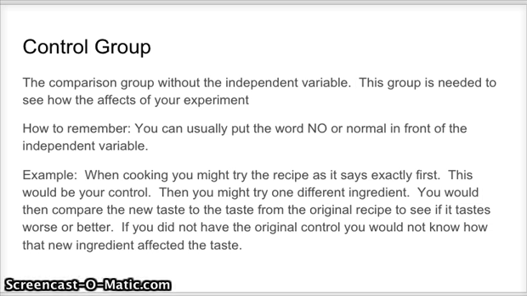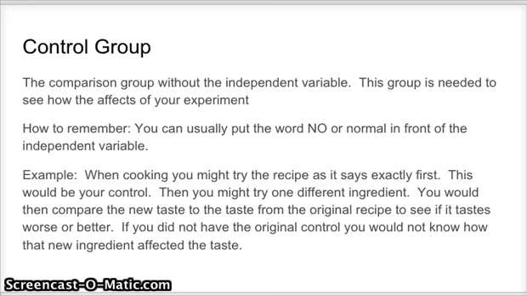Now the next 2 kind of go together. There's a control group and there's an experimental group. So when you set up an experiment, you're going to have different groups and you're going to change one thing between those different groups. So if you're trying a new recipe, you might cook it 3 different ways, and each way is a little bit different. You change one ingredient. So maybe you put a teaspoon of sugar in one, a tablespoon in the other, and 2 tablespoons in the third.